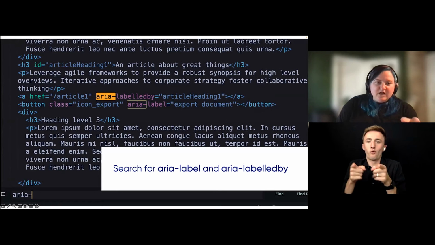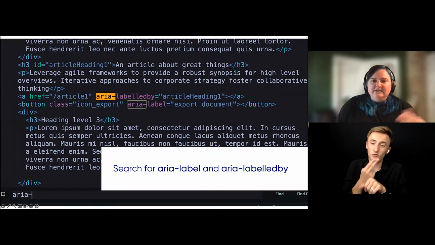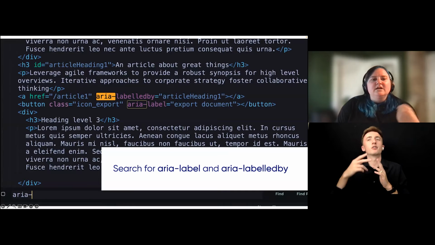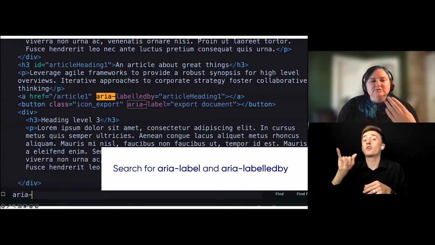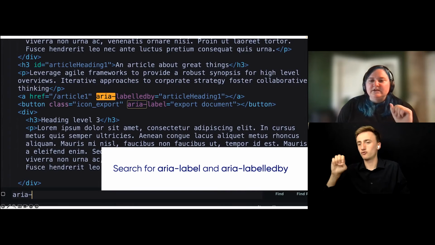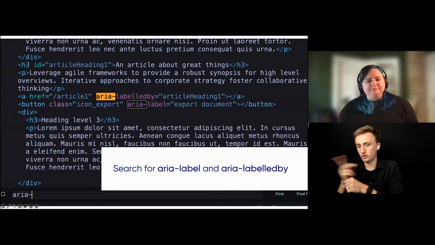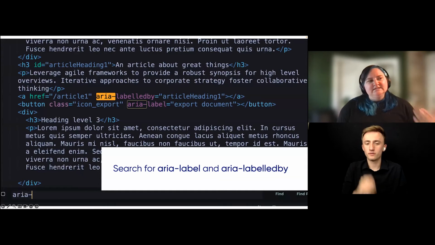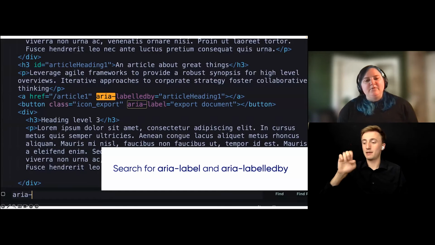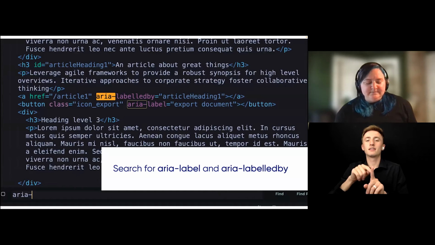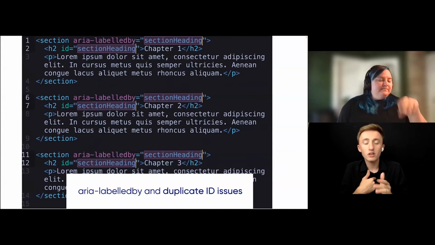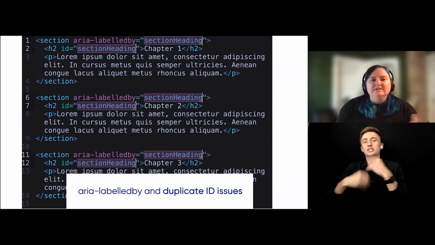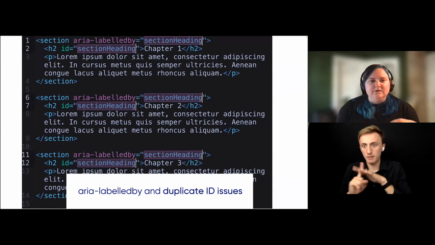So ARIA label is a string. It's human readable. It's a short phrase that you put in there. ARIA labeled by is an ID reference. Just want to verify that those things are implemented correctly in your code review. So again, ARIA labeled by has this additional kind of check that's going to be on top of it as well. Okay, ARIA labeled by again has this additional check that we're going to have to do if this starts popping up in the code base that you're reviewing.